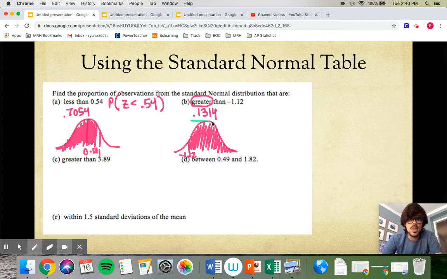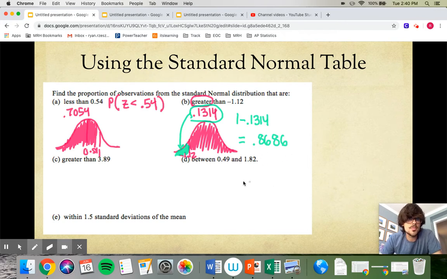The reason for that is the table always finds the left's probability. So they actually found the probability of this little green guy right here, which is not what I want. So what you would have to do is a simple 1 minus, because the whole area is 1, and you subtract out that left green part right here. And when you do that, that would get you the actual answer. So I believe that's 0.8686, I think. If I subtracted wrong, that's basically what you do to get your answer.